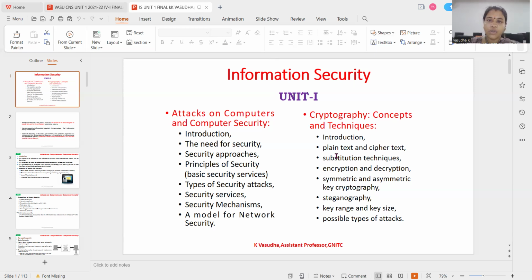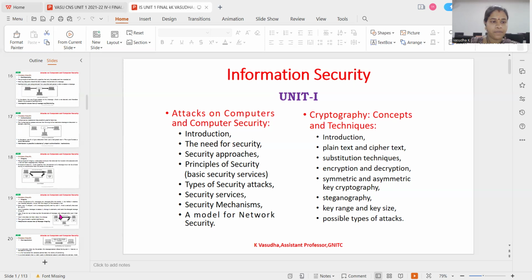In part 2 of unit 1, it consists of cryptography concepts and techniques. In the second part, we'll be discussing the introduction to cryptography, the definition of cryptography, and what is plain text, ciphertext, substitution techniques, encryption, decryption, symmetric cryptography, asymmetric cryptography, and steganography concepts. So let us move to the topics of cryptography here.